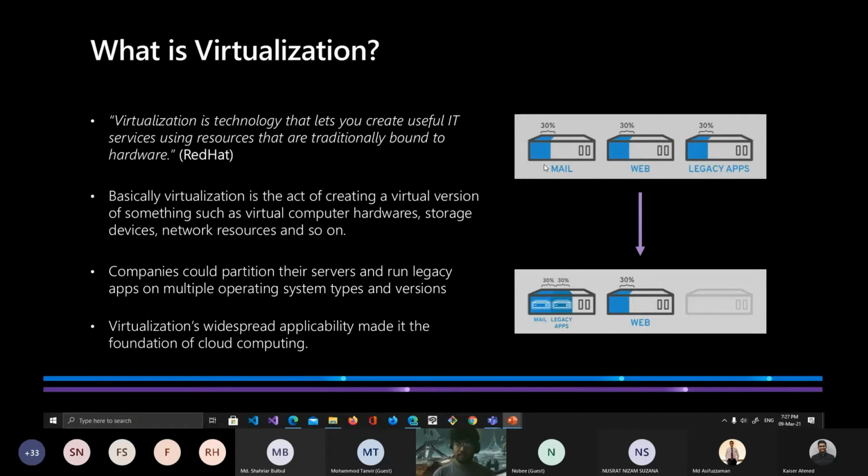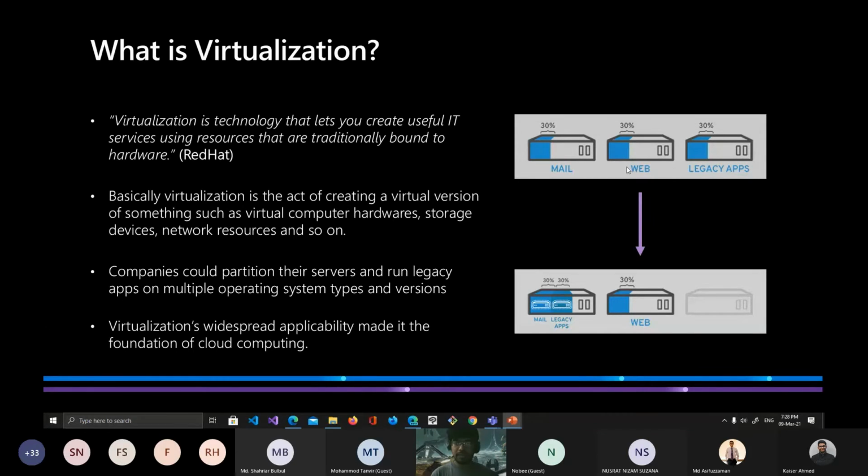Say you have 3 servers and each of these servers has its own operating system, like usual ones. Suppose this is a Windows machine, this is a Linux machine, and this is a Mac machine. But the catch is that every single isolated machine is being used for a specific purpose. The first Windows machine is used for mail purposes, the second machine is used for web purposes, and the third machine that is running the legacy apps is running on Mac.